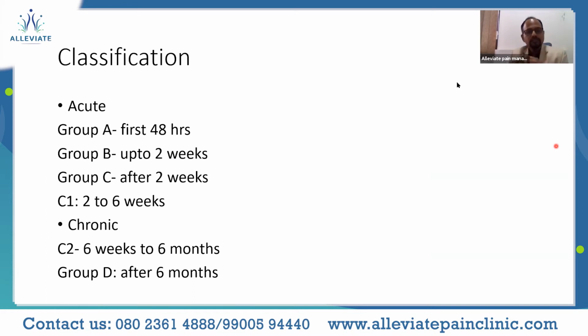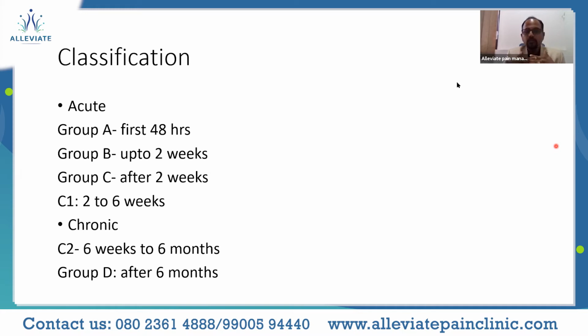To understand that, this condition has been classified based on the duration of when the pain appears. It could be an acute pain, which has two categories. Acute could be within the first 48 hours of the surgery, of the intervention. We are focusing here on the period after the intervention. What kind of intervention, sir? Surgical intervention, a spine surgery.